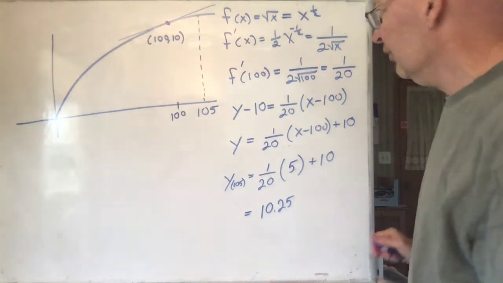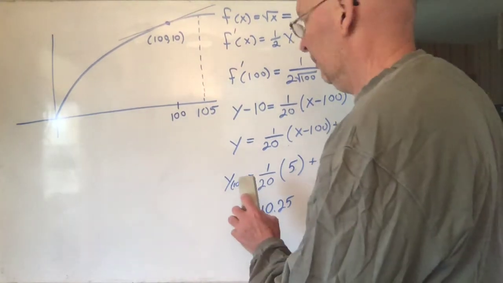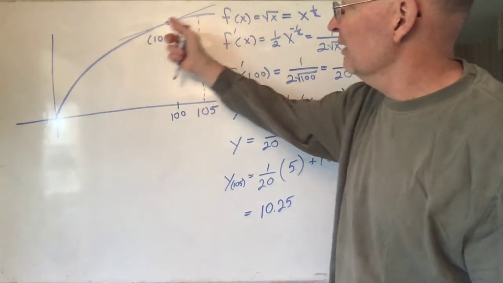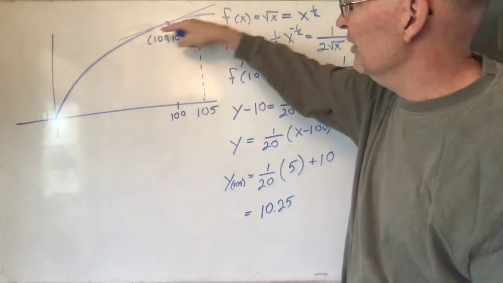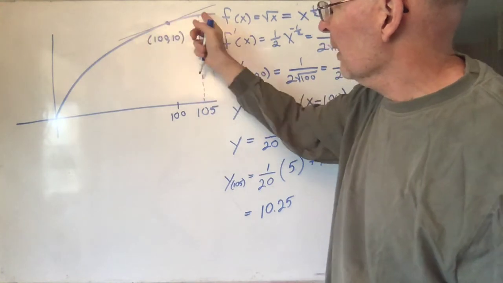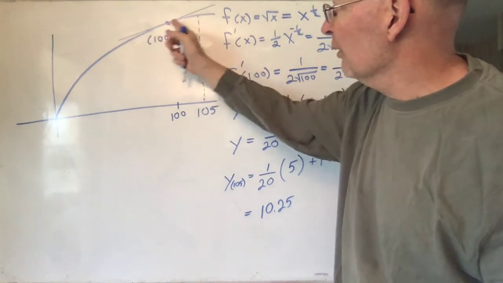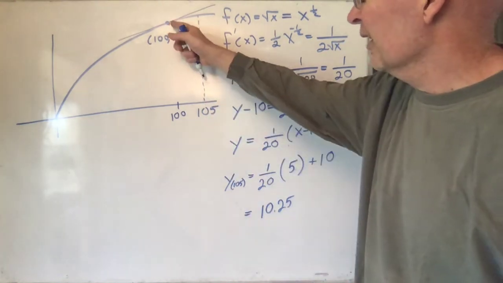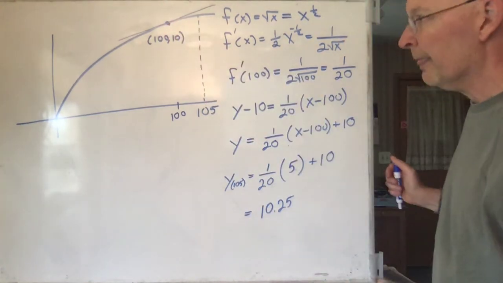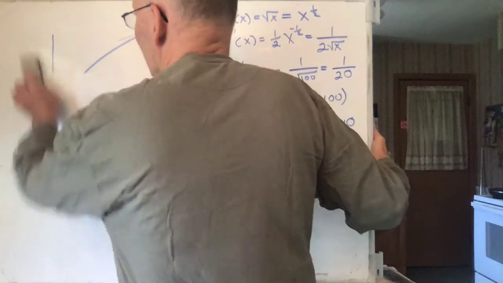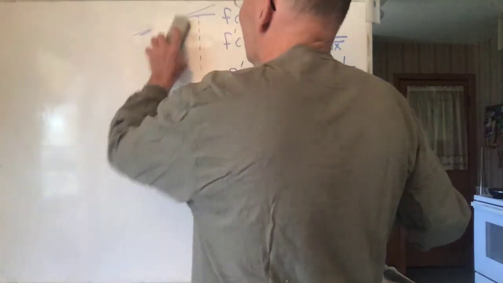Okay, so that's one example of using tangent lines to get approximations for the function on a little interval around the place where you're taking the value and taking the derivative. Okay, let's look a little more generally at what it is we're doing here.